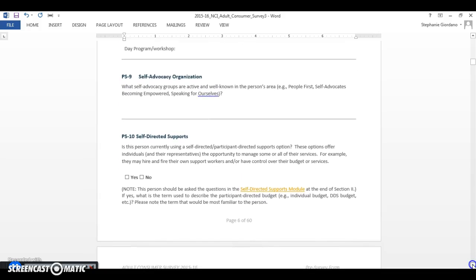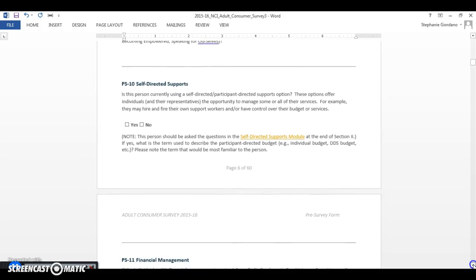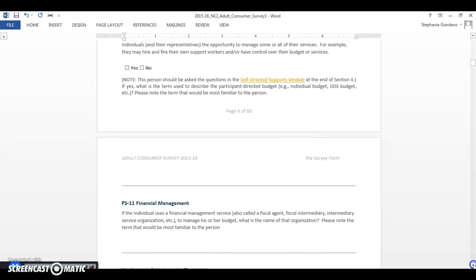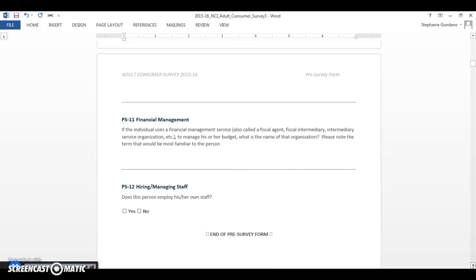We also ask a few questions about self-directed supports. First, whether the person is using self-directed supports, and then if there are names that can be used in that module when asking the person about self-direction. And that takes us to the end of the pre-survey form. The next part is the background information section.